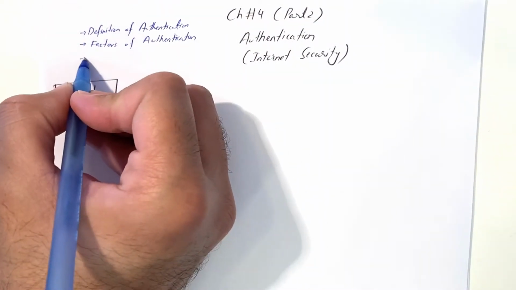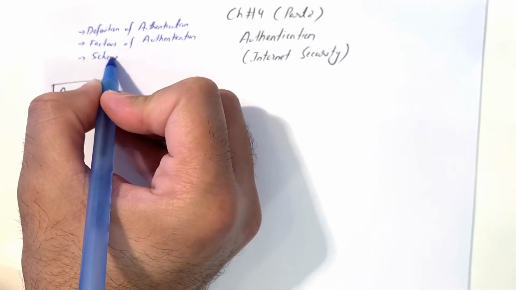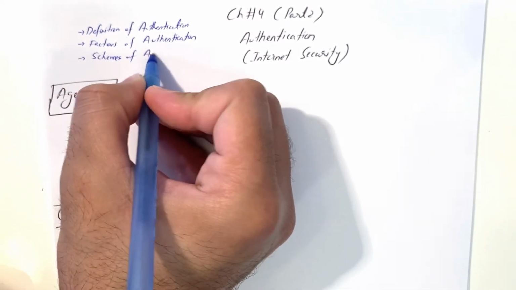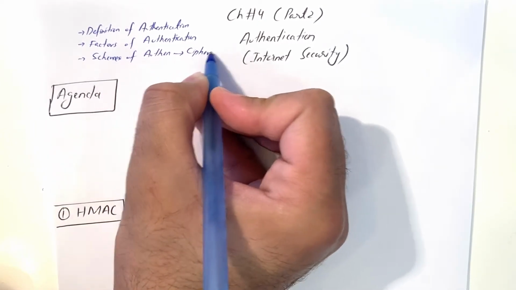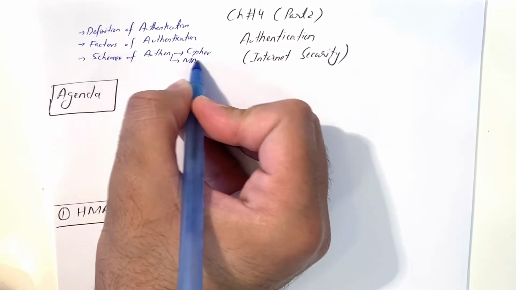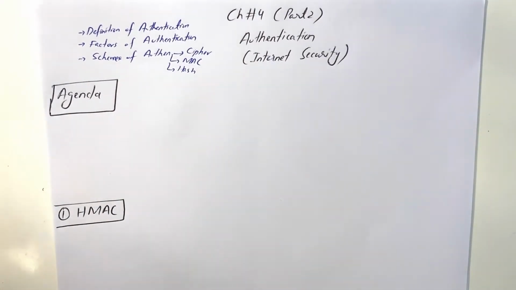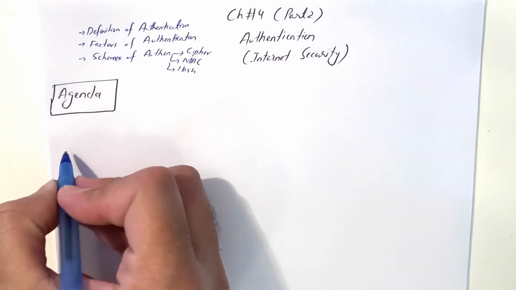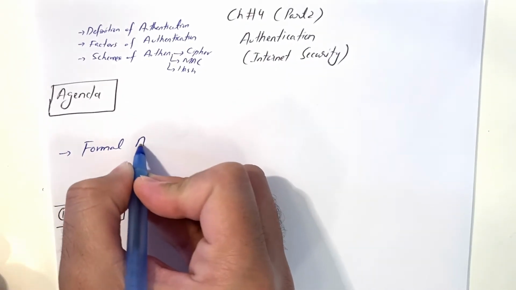Third, we discussed some schemes of authentication at the transport layer. If you remember, we discussed cipher text-based authentication, MAC-based authentication, and hash-based authentication. We discussed all these with different scenarios and different concepts, in fact. So in this video, we are going to discuss some formal authentication models.